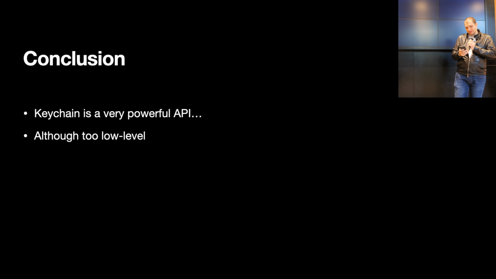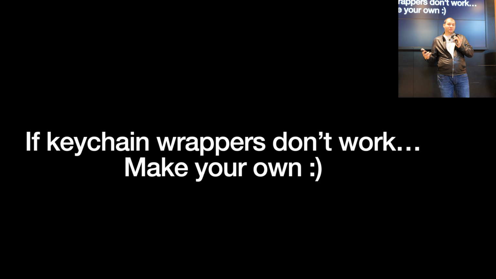So the conclusion is the Keychain has a very powerful, very flexible API, and it's too low level, of course. So if Keychain wrappers don't work, you have to make your own, but in 90% of the cases, you can go with a wrapper, and that will pretty much solve your problem.